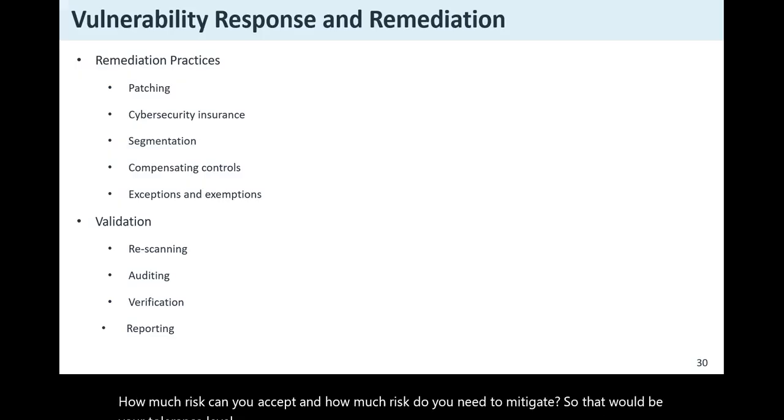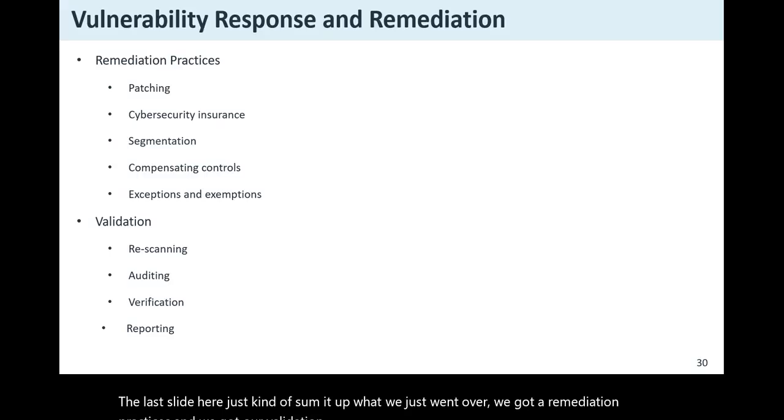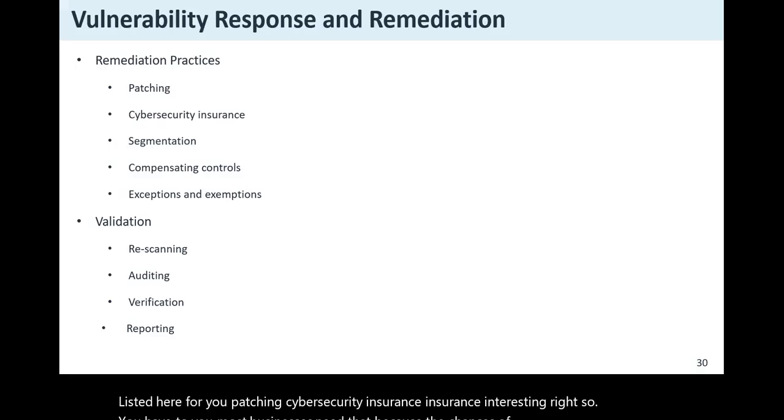Last slide here, just summing up what we just went over. We got our remediation practices and we got our validation listed here for you. Patching, cybersecurity insurance, interesting, right? Most businesses need that, because the chances of being compromised by an evildoer are high, no matter what you do to prevent it. So you purchase cybersecurity insurance to help you recover what might be lost financially from that. And then segmentation, compensating controls, exceptions and exemptions.